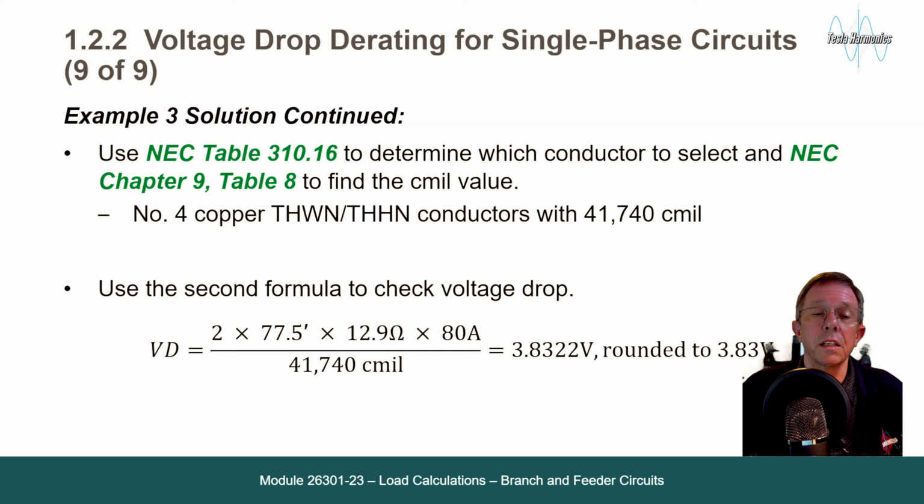Use the second formula to check for voltage drop. Voltage drop equals 2 times 77.5 foot times 12.9 ohms times 80 amps divided by 41,740 circular mils, and we get 3.8322 volts, rounded to 3.83 volts.